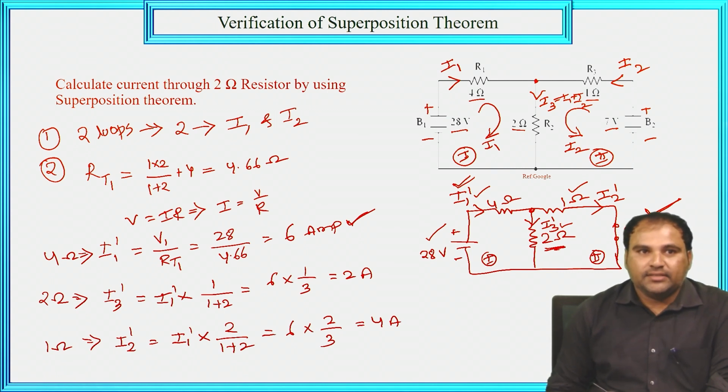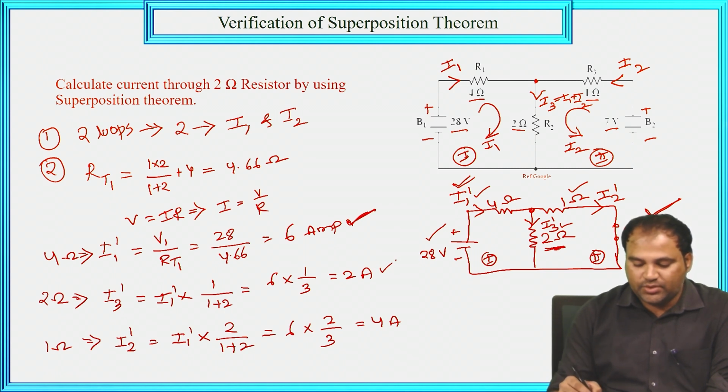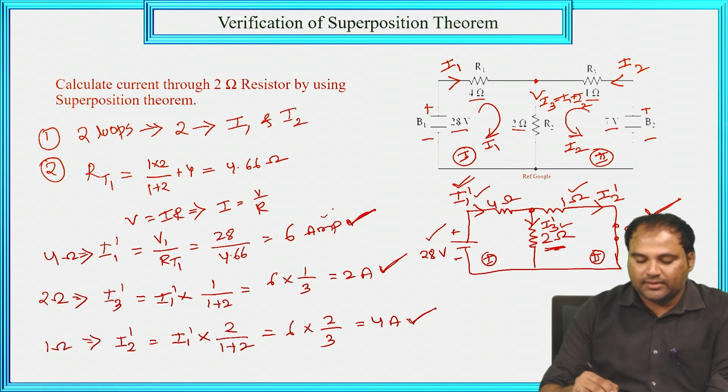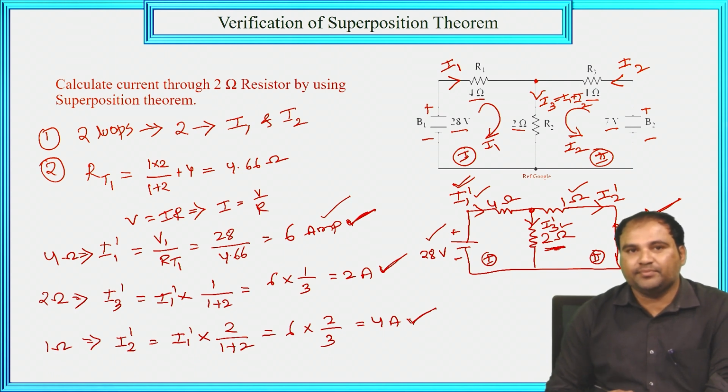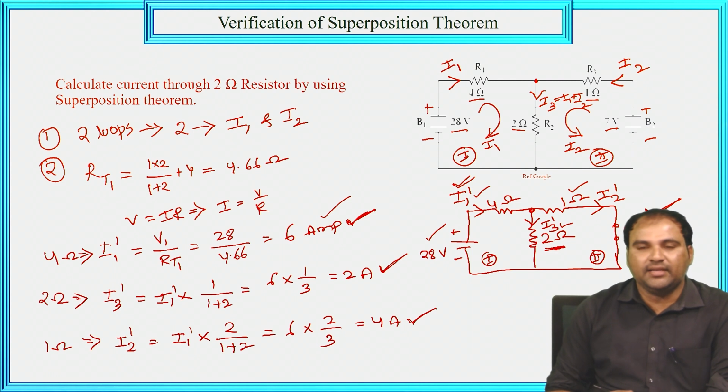So I1 dash is 6, I3 dash is 2, I2 dash is 4. If we add I3 dash and I2 dash, we get I1 dash current, that is 6 amperes. Here is case 1, and in the next case we need to short circuit the primary voltage source, and we can repeat the same process here.